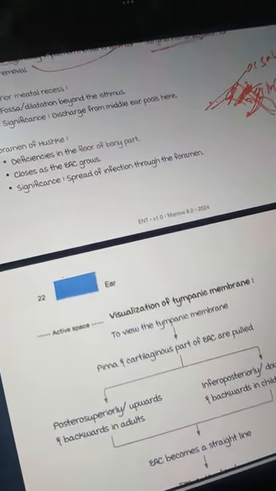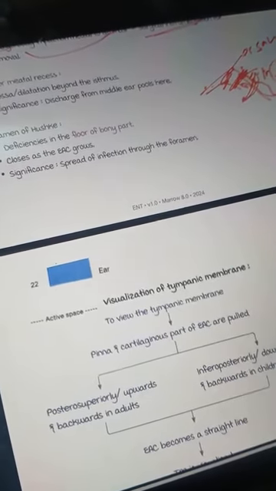Next is the foramina of Huschke. The foramina of Huschke are deficiencies in the floor of the bony part, and they close as the external auditory canal grows and spreads.